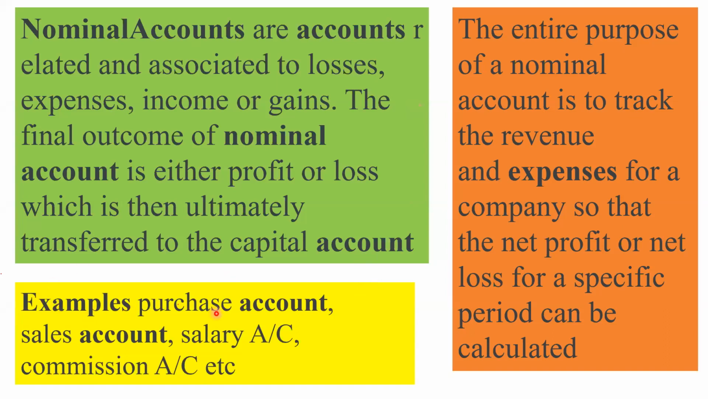Examples of nominal accounts: purchase account, sales account, salary account, commission account, etc. Sales account means we are getting a profit; we are selling the cycle and getting the money. That means profit is coming into our picture, so profit is added to the capital. Purchase account means we are giving the money and taking the parts. Salary account, it is an expense, as we are going to give the salary to the employees. Purchase amount is also an expense. Commission account means we are getting a commission when we sell some products.